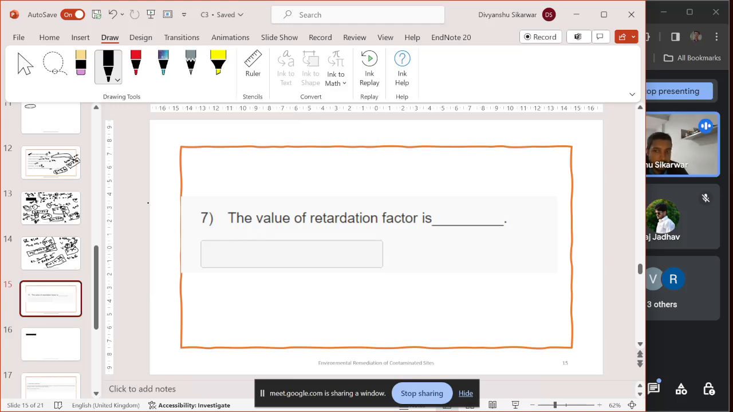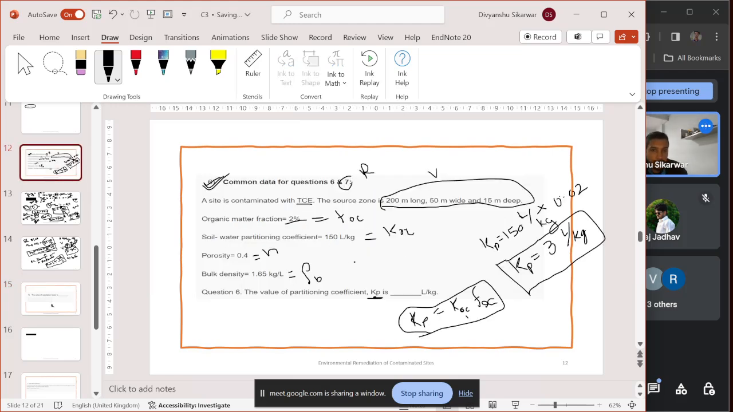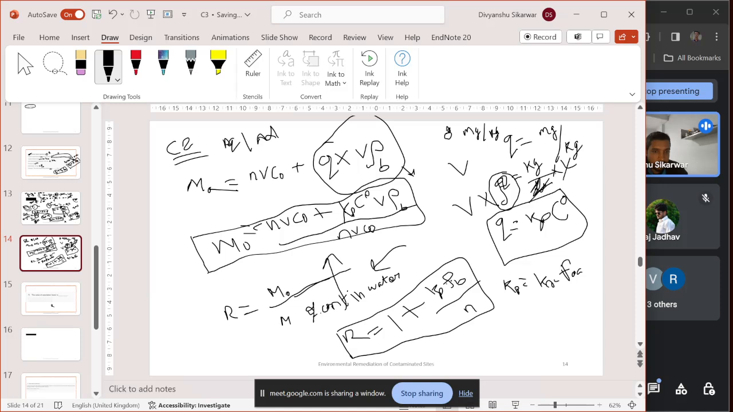This is the next question, which is dependent on the same data. The value of the retardation factor, R value, we have to calculate for the same question. We need the R value formula, so this is the formula. You can use this formula. Try to calculate.